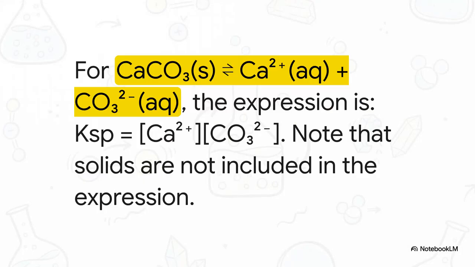And writing the expression for it is pretty straightforward. For our calcium carbonate example, the KSP is just the concentration of the calcium ions multiplied by the concentration of the carbonate ions. But wait, you might notice something's missing. Where's the solid, the CaCO3? Well, in equilibrium math, we always leave out pure solids because their concentration doesn't really change.